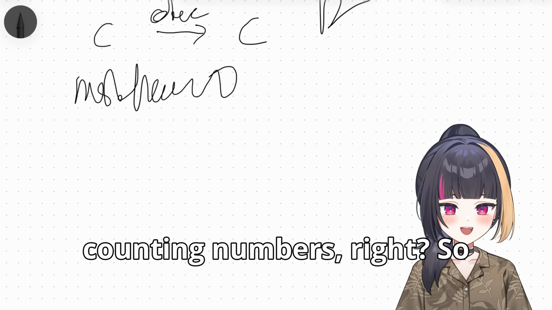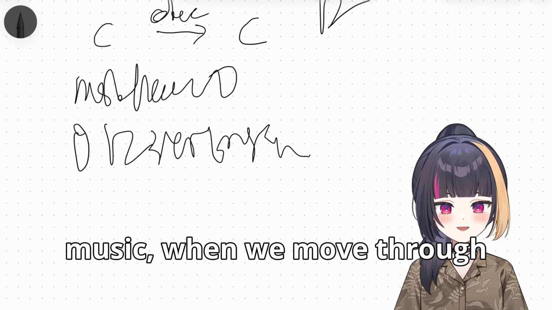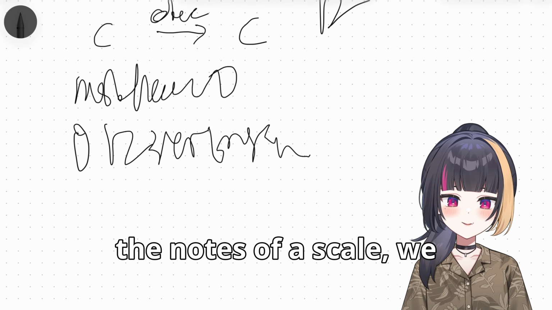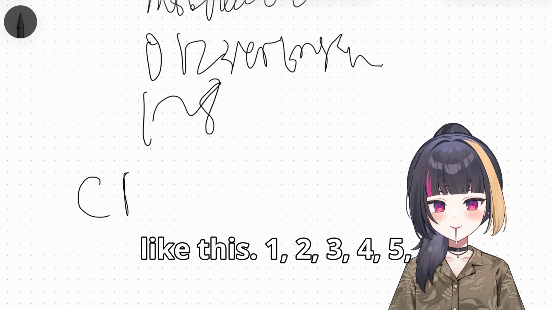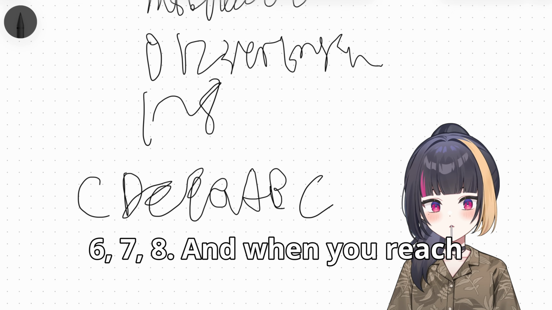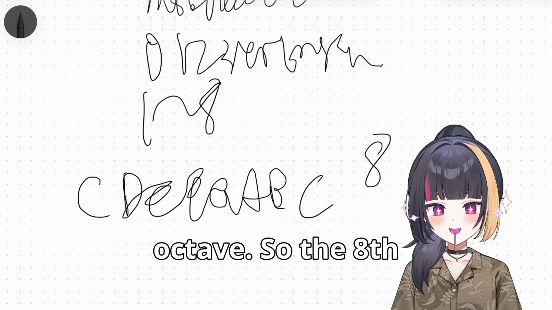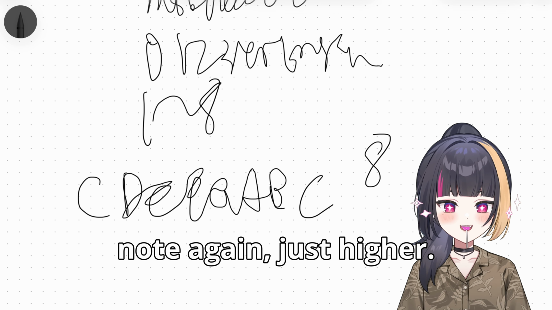Now let's think about this in a simpler way. Earlier we practiced counting numbers, right? So today we can practice counting something else. In music, when we move through the notes of a scale, we often count them like this: 1, 2, 3, 4, 5, 6, 7, 8. And when you reach 8, you've arrived at the octave. So the 8th note is basically the same note again, just higher.